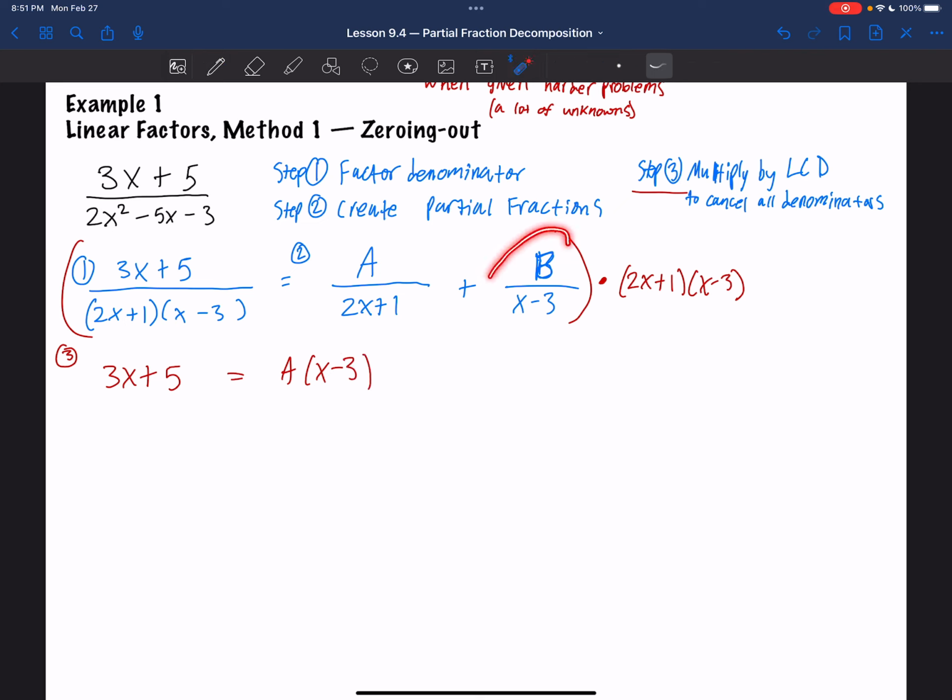Same idea. Taking this, multiplying by this on top. The x minus 3's cancel, and I have 2x plus 1 on top. So this is plus b times 2x plus 1. And finally, step 4. It's essentially just plug values of x in. Or I'll say zero out each factor.